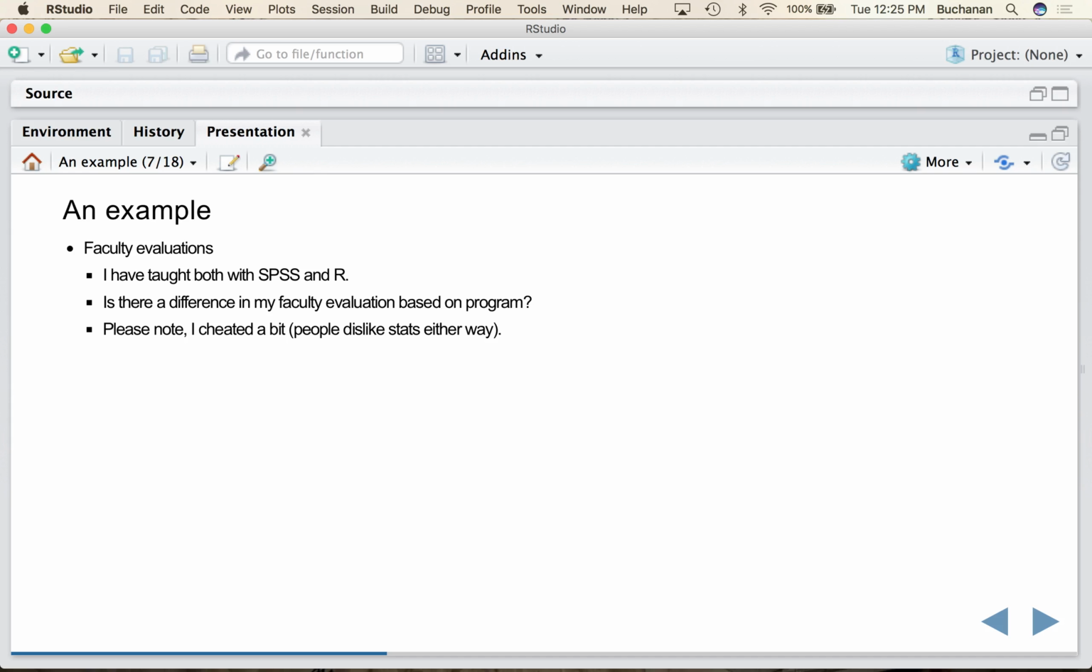I did cheat a little bit. There actually isn't. The means are very similar. People just don't like statistics in either form. But I think this is just to get the point of what's happening here.